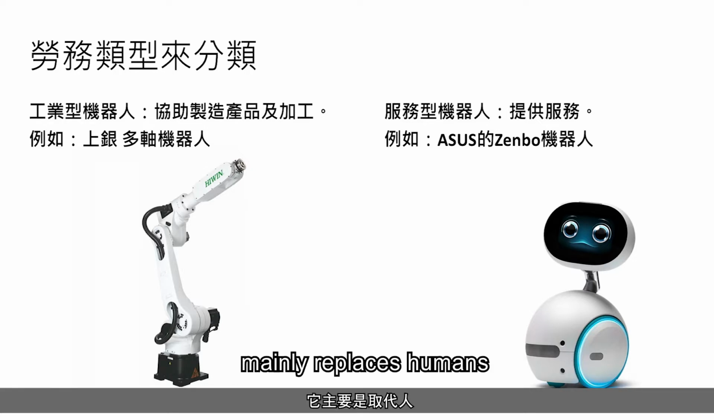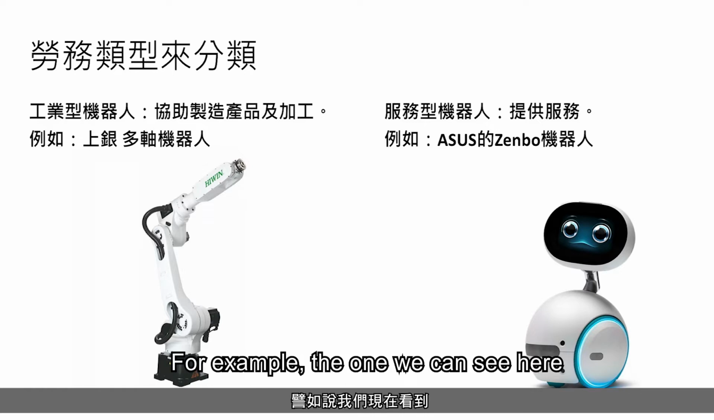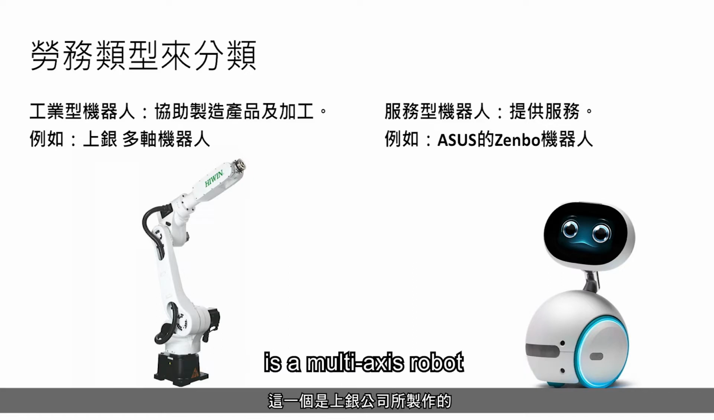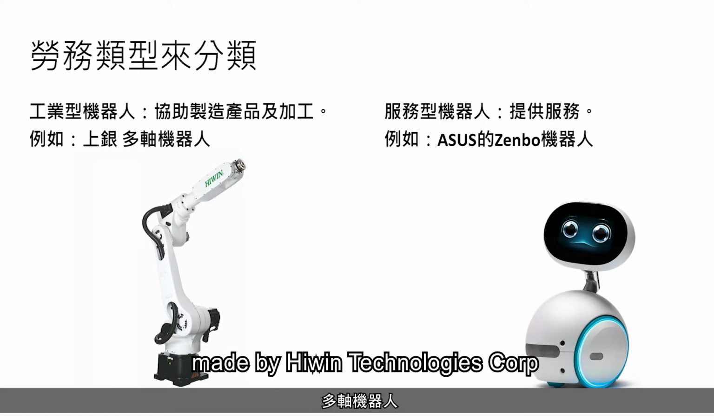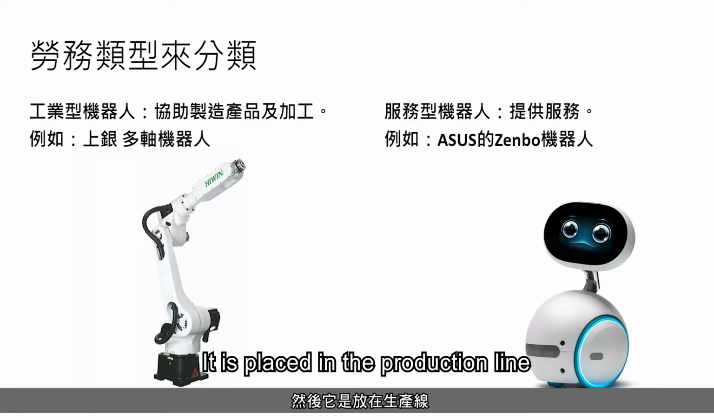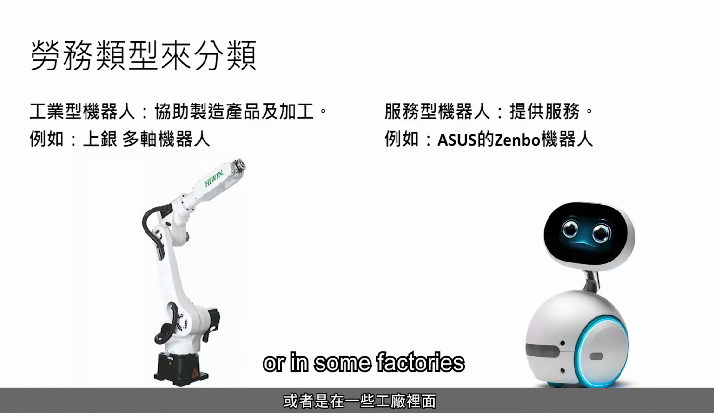This type of robots mainly replaces humans in the manufacturing and assembly process. For example, the one we can see here is a multi-axis robot made by Highwind Technologies Corporation. It is placed in the production line or in some factories to perform assemblies or manufacturing work.